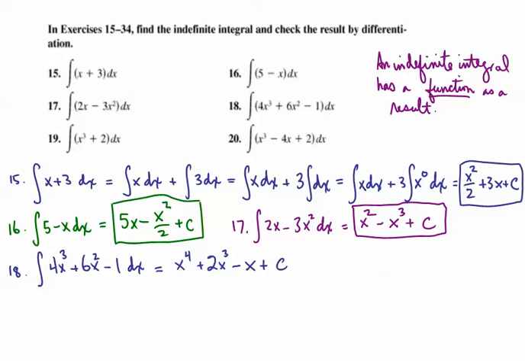Number 19. And 19 will be integral x cubed plus 2 dx. So that is x to the fourth over 4 plus 2x to the first over 1, or simply 2x, then plus c.